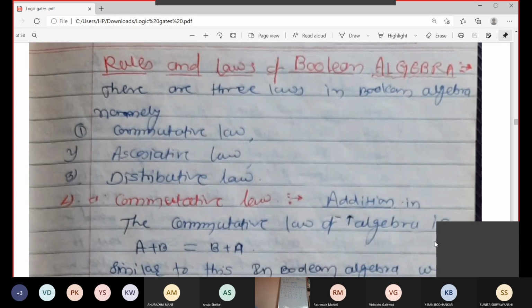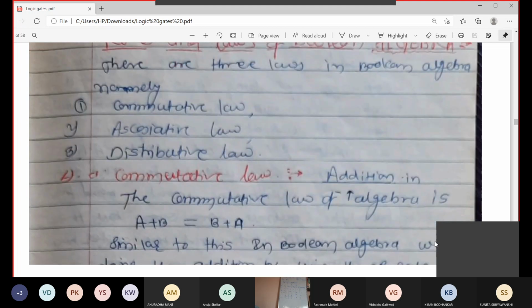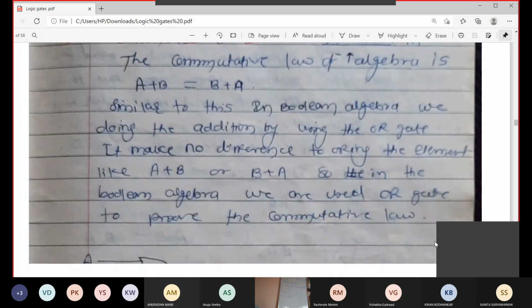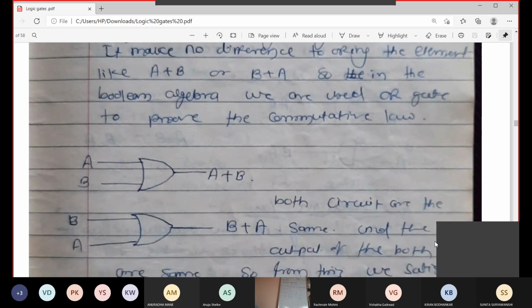Look, commutative law in addition, that is a plus b is equal to b plus a. It means that the logical operation holds the commutative law of addition. For this, we consider that a and b are two inputs. If I have to make addition of a and b, that is a plus b, using an OR gate, the output is a plus b.